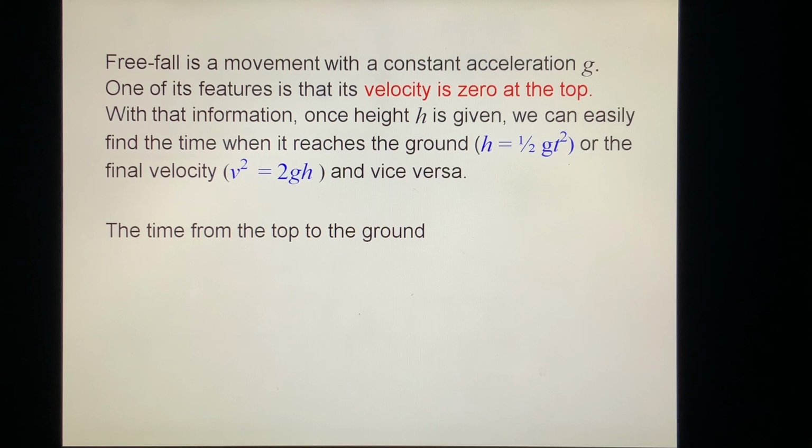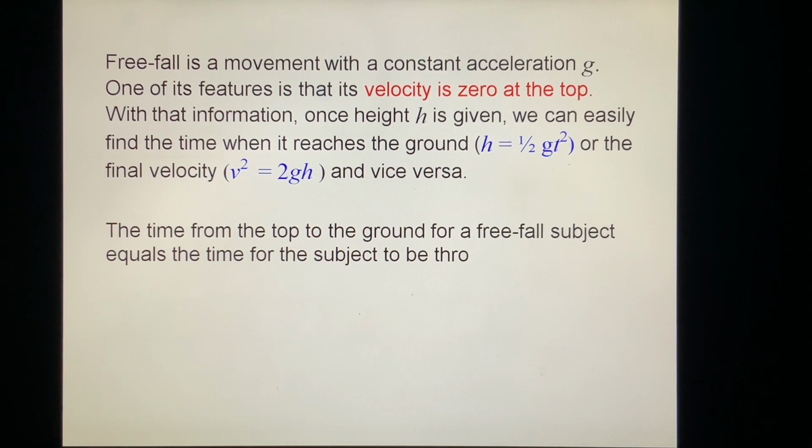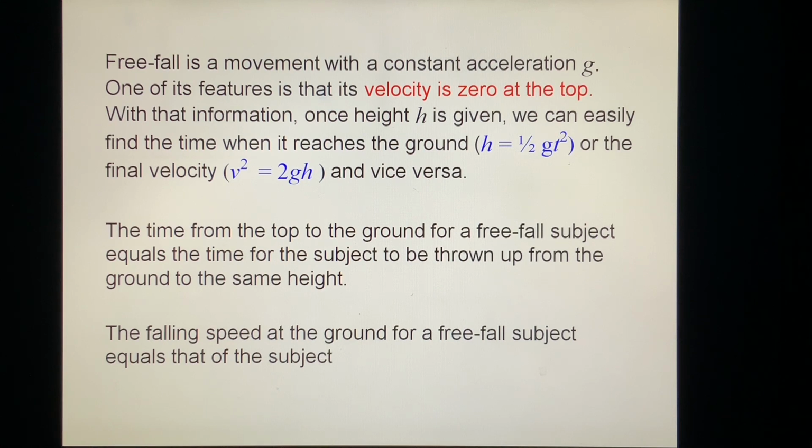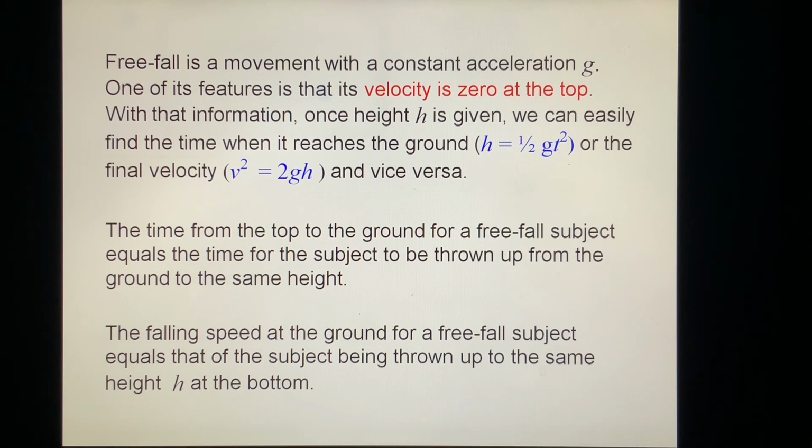The time from the top to the ground for a free fall subject equals the time for the subject to be soared up from the ground to the same height. Up and down, they take the same time. The falling speed at the ground for a free fall subject equals that of the subject being soared up to the same height h at the bottom. The velocity at the same point, whether it's up or down, they are the same value. Okay? This is a feature of free fall acceleration.